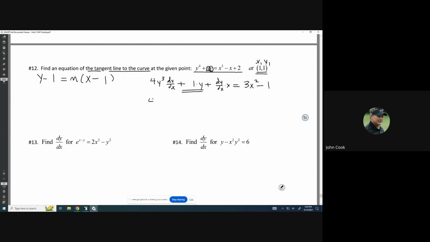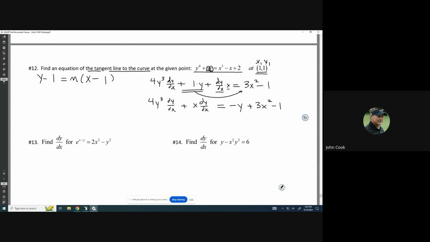So I've got 4y to the third dy dx, and then plus, and let me rearrange that a little bit. It's the same as saying x dy dx. If I just swap the multiplication of these two things, that's no big deal. That's the commutative property of multiplication. We're allowed to do that. And then I'm going to move that 1y over to the other side because it does not have a dy dx multiplied on it. So that gives me a negative y, and then a positive 3x to the second power, and a negative 1.